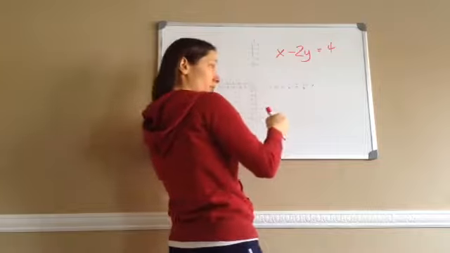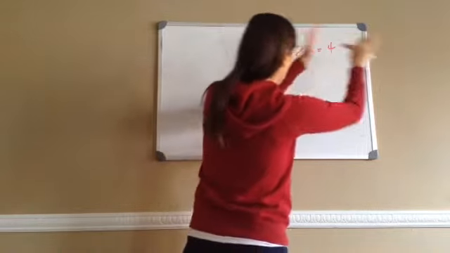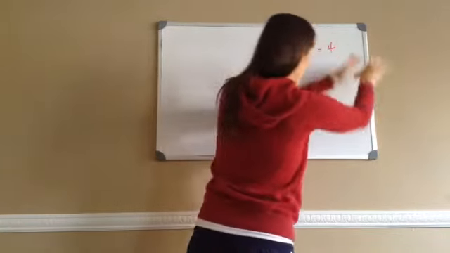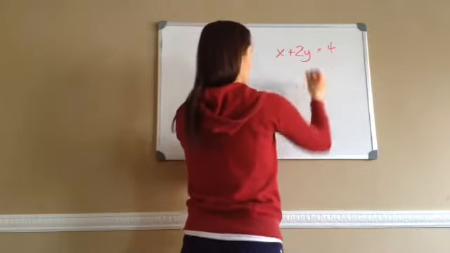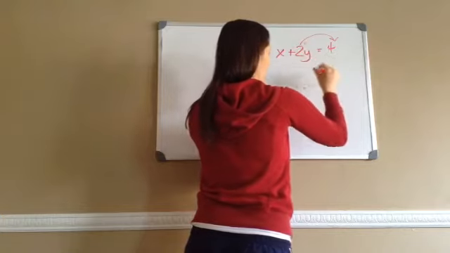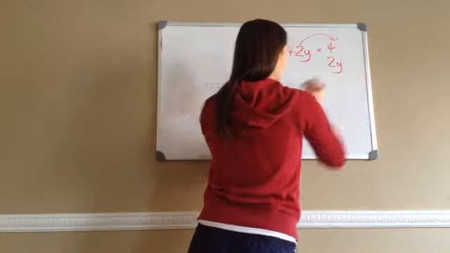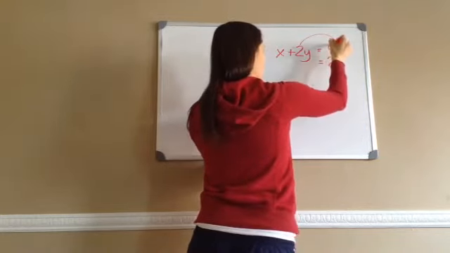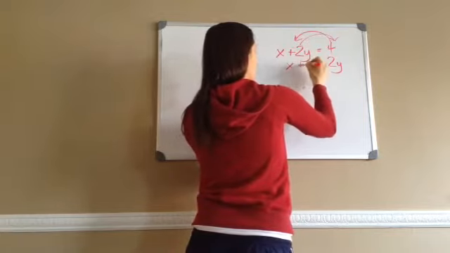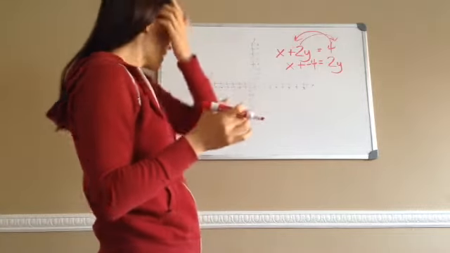So, what I'm going to do is move my y over here and my number over here. I have to keep my 2 and y together at first. So, if I move a negative 2y across the equals, it's going to become a positive 2y. And then this 4, which is a positive, I'm going to make it a negative. So, it's going to become x plus a negative 4. Got it so far?